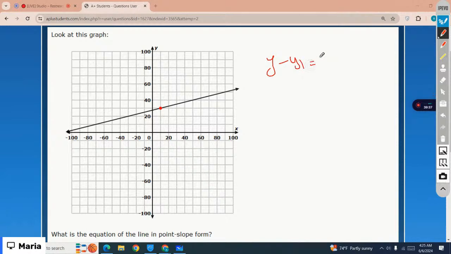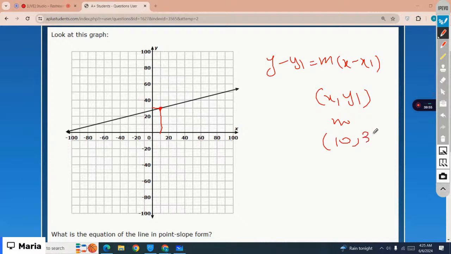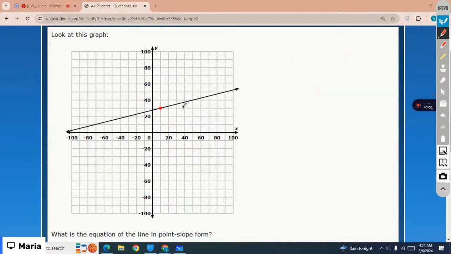Y minus y1 equals m times x minus x1. You need to find a point that is x1, y1 and the slope. So here is the point. That is x is 10 and y is 30. The other thing is you need to find the slope, right? So the slope would be 1 over 3, right?